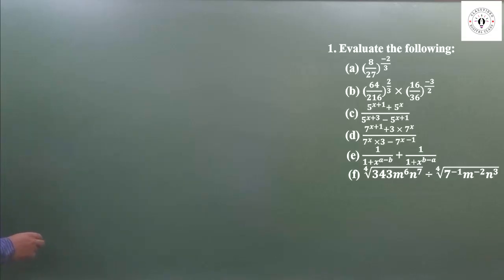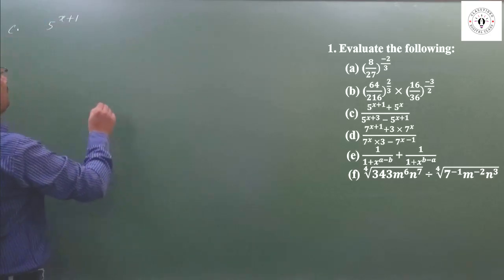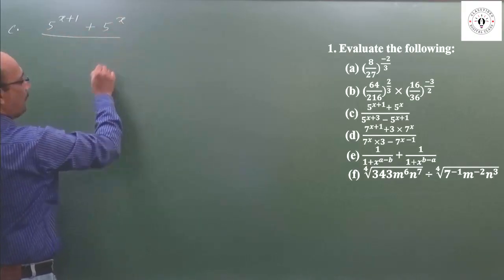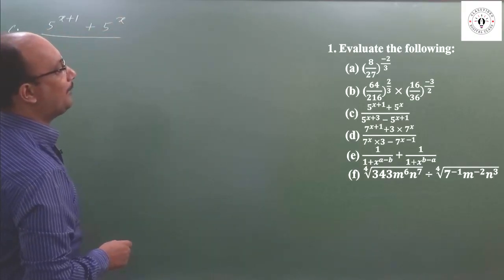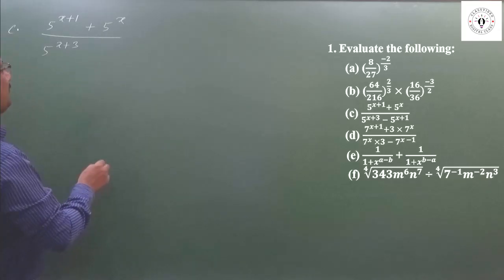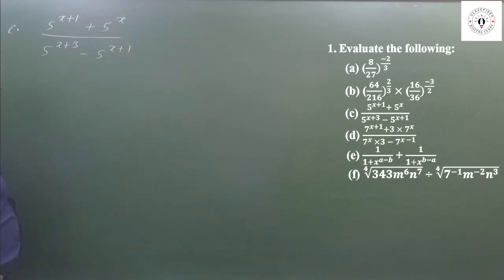Similarly, move to C number question. C number question is 5 to the power x plus 1 plus 5 to the power x upon 5 to the power x plus 3 minus 5 to the power x plus 1. This is the question, and we have to simplify this.